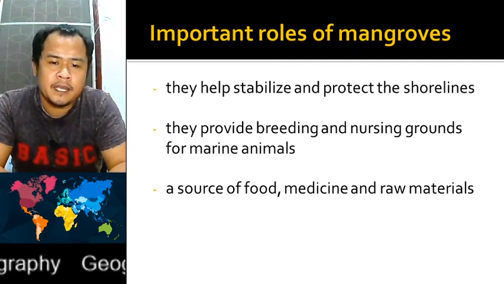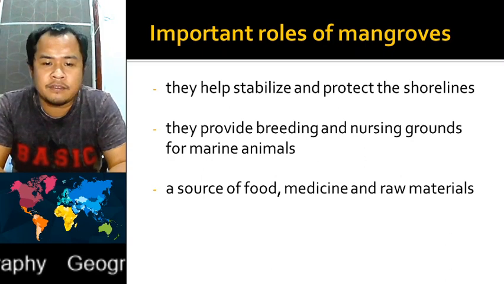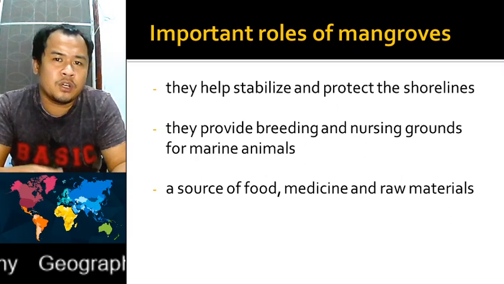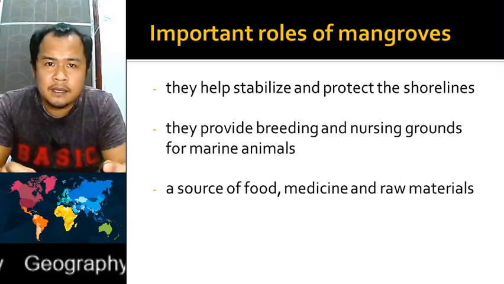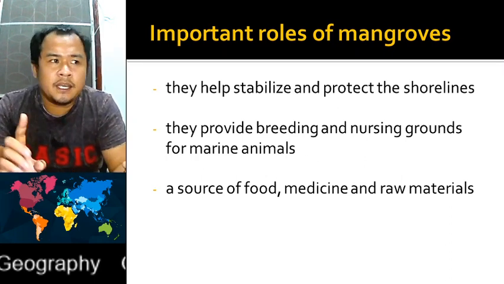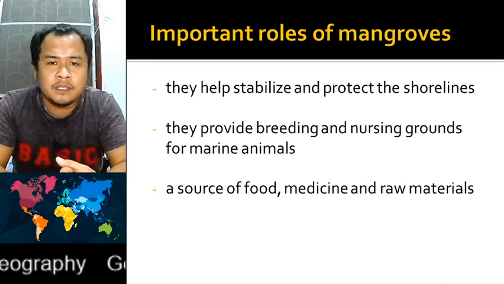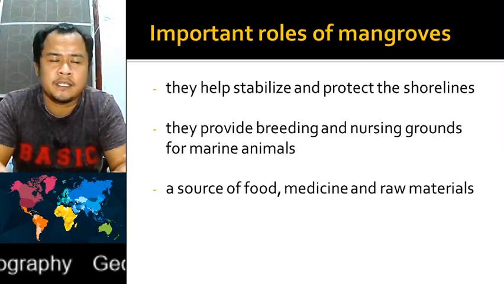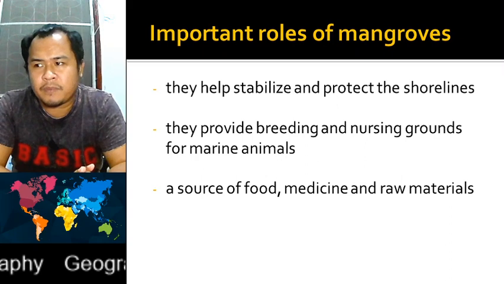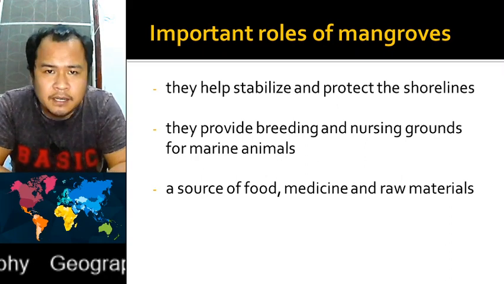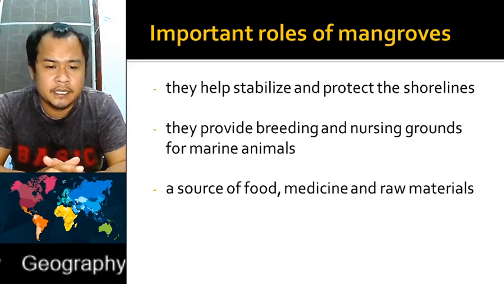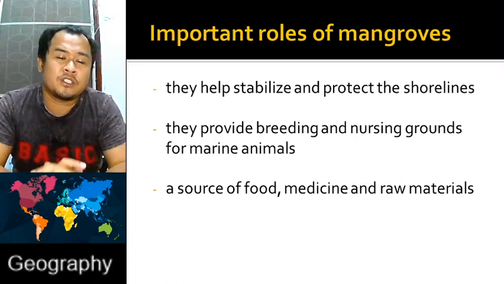They also provide breeding and nursing grounds for marine animals. If you at some point were able to go to mangrove sites, you will see crabs, you will see smaller fishes that are born in here. Even types of birds would live in the branches and trees of these. Crocodiles, monkeys even would live in mangrove areas. And of course, it will be a source of food.